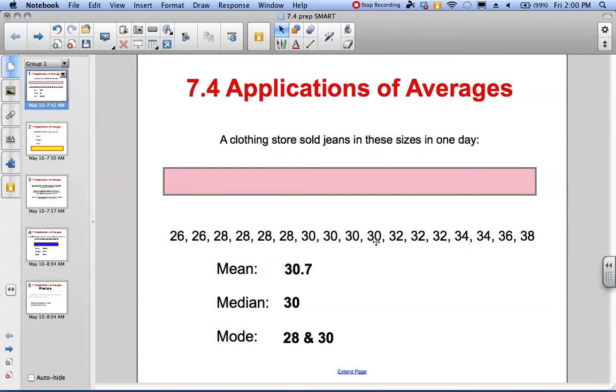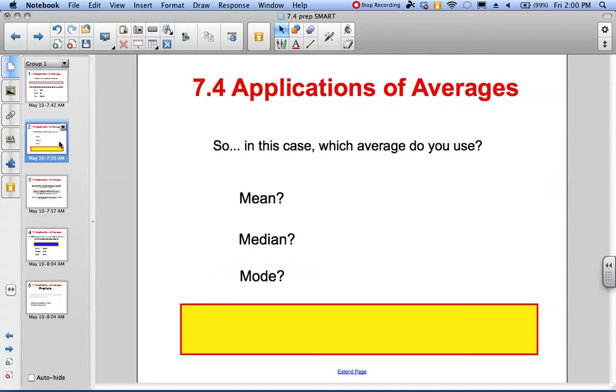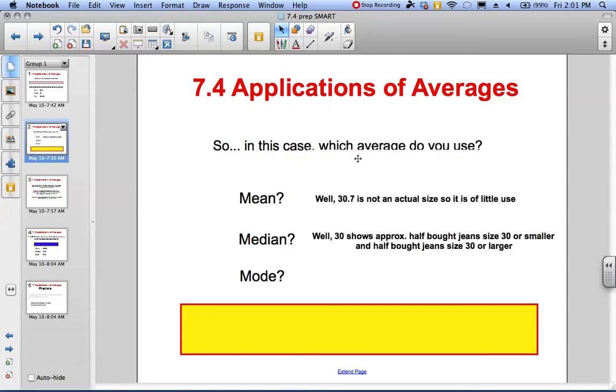Okay, so now we have to decide which average is going to work best for us. Well, which average should we use? Mean, median, mode? They all measure central tendency, but which one works best in this situation? Well, let's think about it. When we used mean, we got 30.7. Well, 30.7 isn't even an actual jeans size, so we can't use that. It's of little use to us. The median was 30 as well, and it shows that approximately half the jeans were size 30 or smaller, and about half the jeans were 30 or larger. So that didn't help us either in terms of the median.